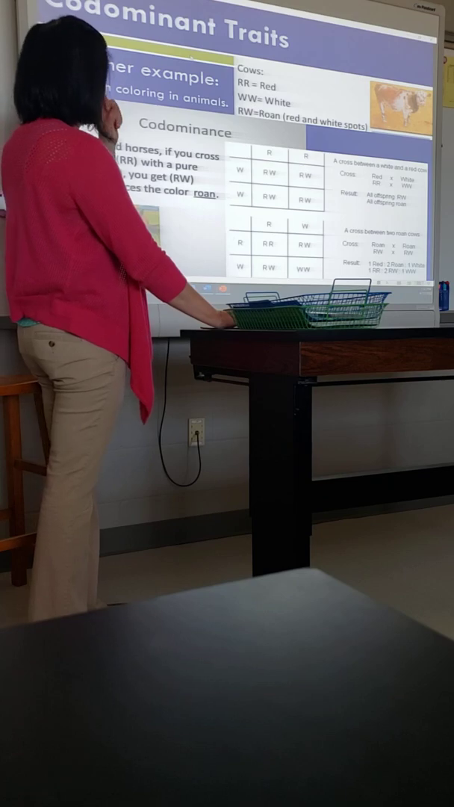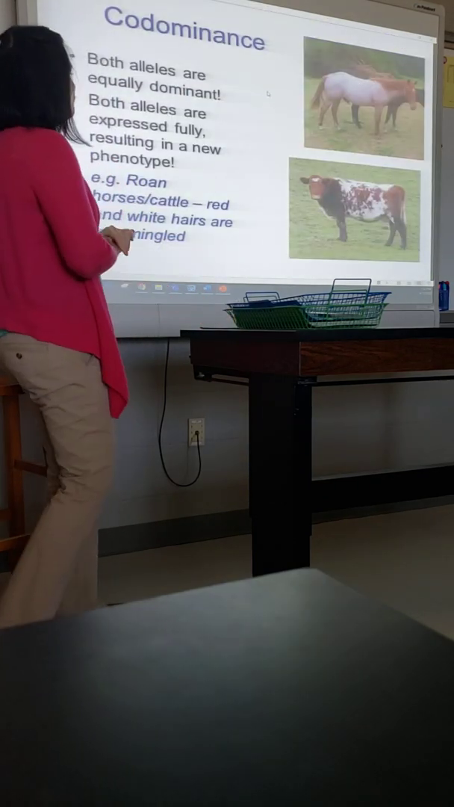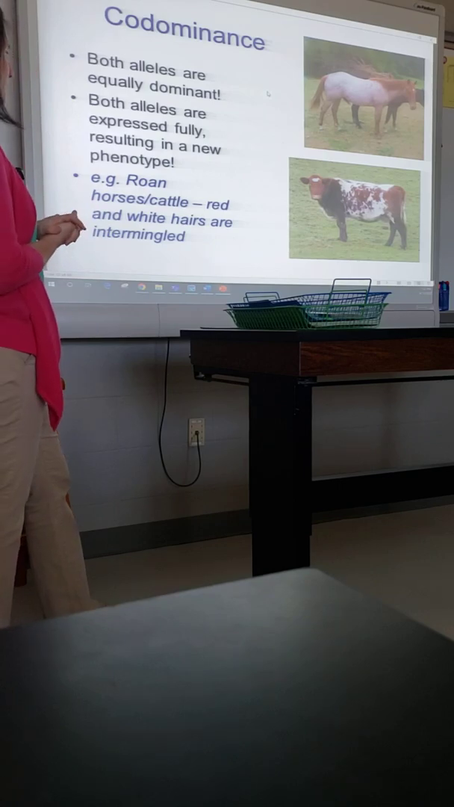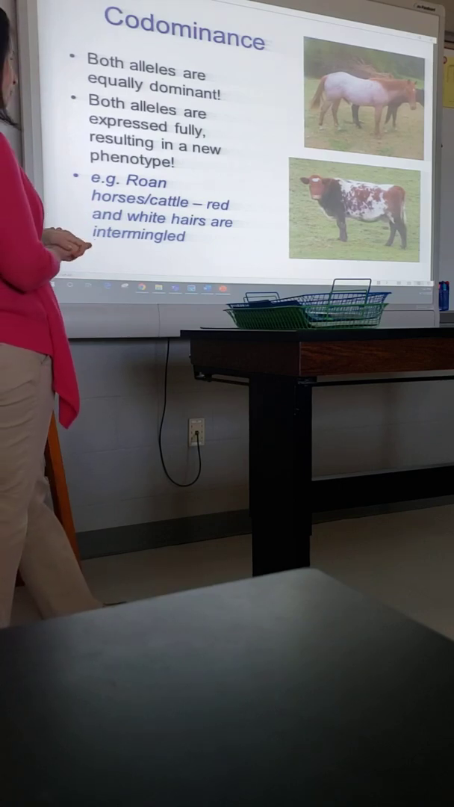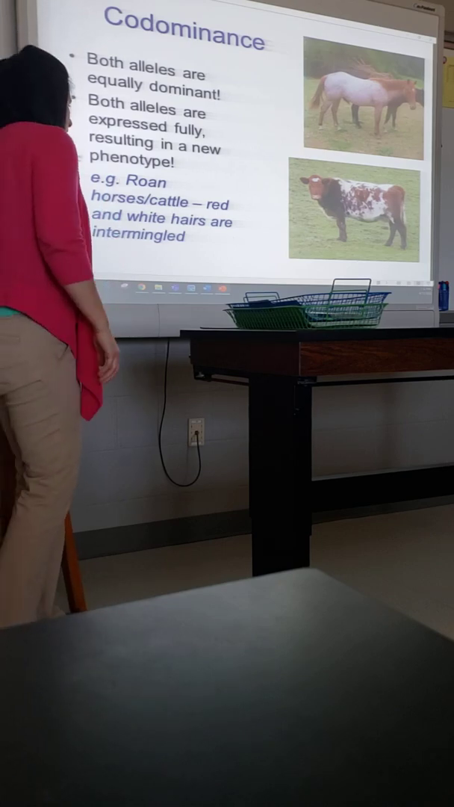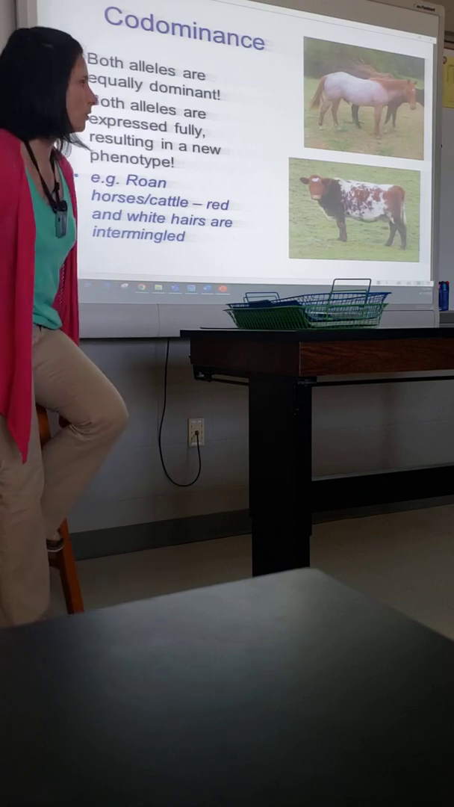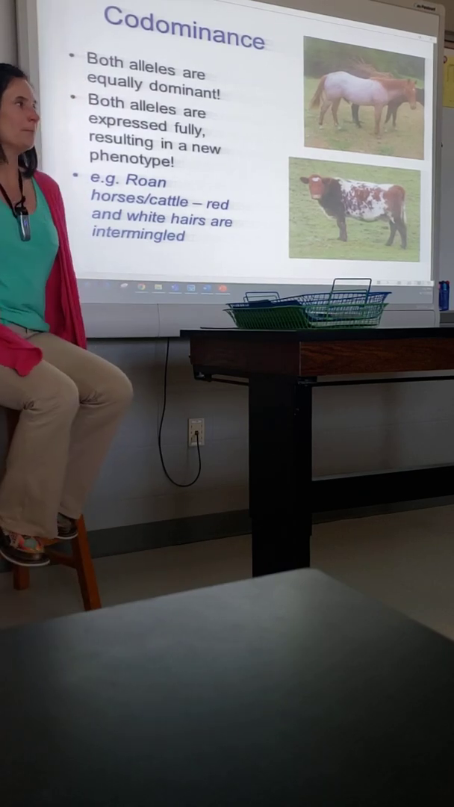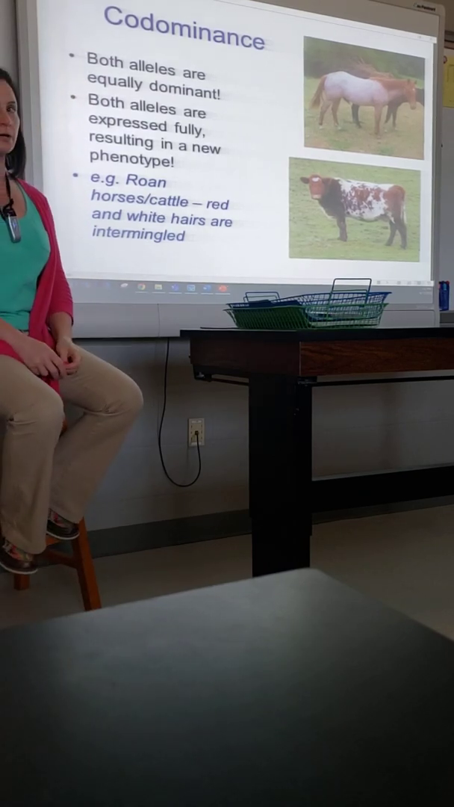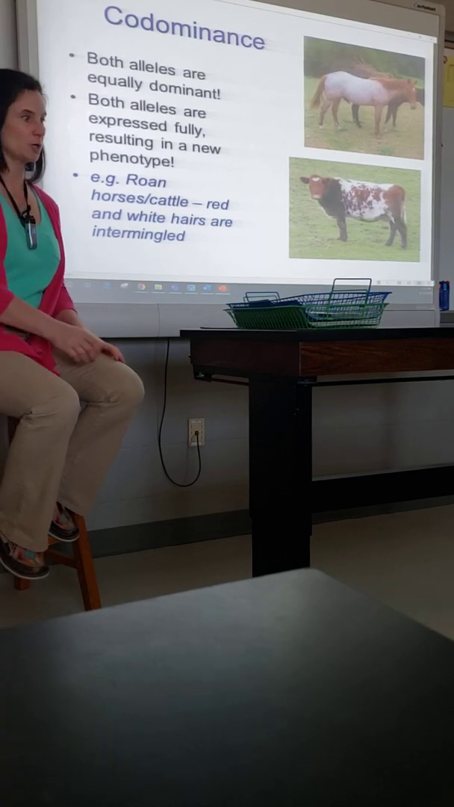So the roan coloring in animals is definitely one of the most common. Both alleles are equally dominant. Both alleles are expressed fully, resulting in a brand new phenotype. So the roan color in horses and cattle, the red and white hairs intermingle. It does not make a pink horse or a pink cow. Pretty weird.